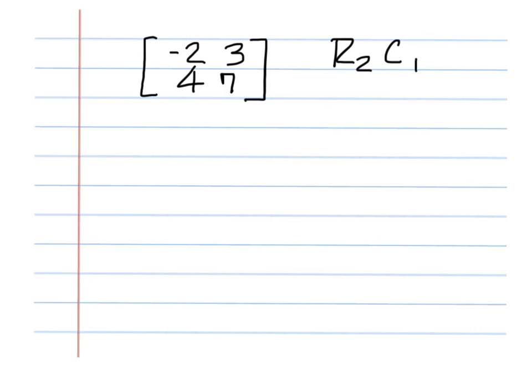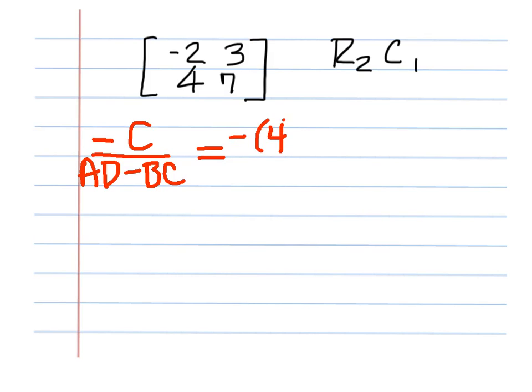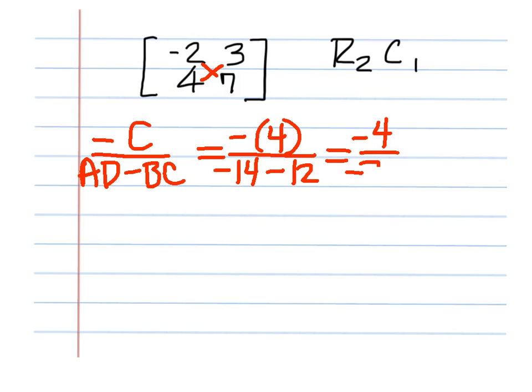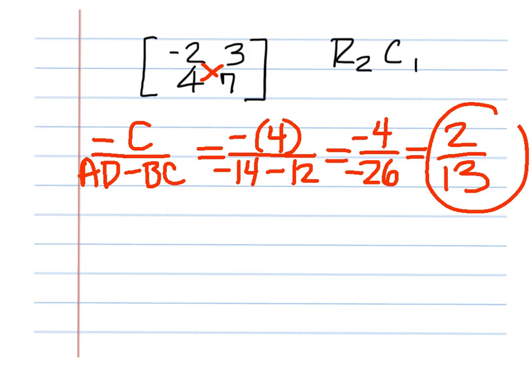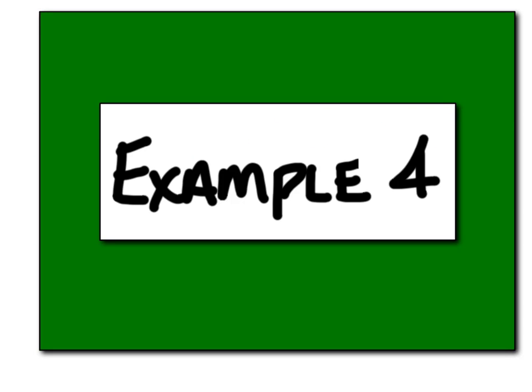Okay, example 3. We want row 2, column 1 of our inverse. Row 2, column 1, the formula is negative C over AD minus BC. So that's going to be negative 4 over A times D, which is negative 14, minus our B times C, which is 12. So on the top we have negative 4. On the bottom we have negative 26. When we reduce this, we have positive 2 over 13. That's our answer.